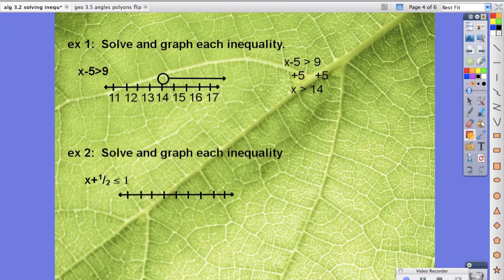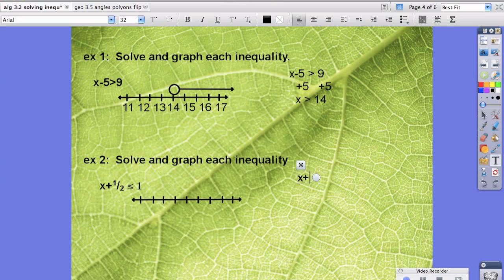Example 2, same idea. We're going to start off with x plus 1/2 is less than or equal to 1. And we're going to subtract 1/2 from both sides. We're left with x is less than or equal to 1/2.